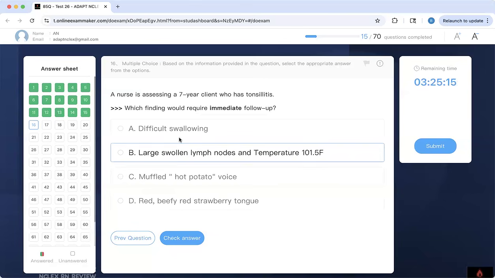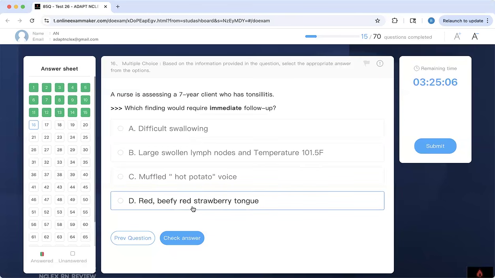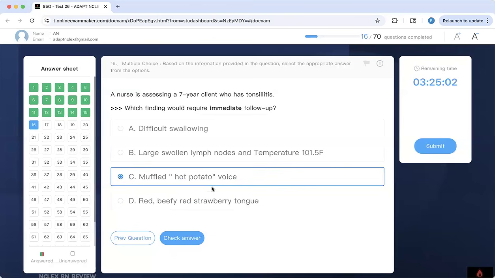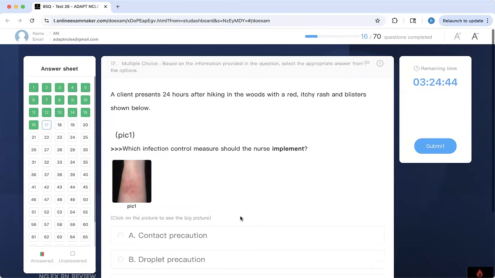Tonsillitis, when you swallow, when you have sore throat, it's difficult to swallow. Don't pick it. Tonsillitis, your tongue is going to look red. But if you have muffled hot potato voice, that's airway obstruction. It's like drooling. You do drooling for what? Epiglottitis. These people, when you have hot potato voice, that means they can't swallow their saliva. That's a bad problem. That's what you see, airway obstruction.